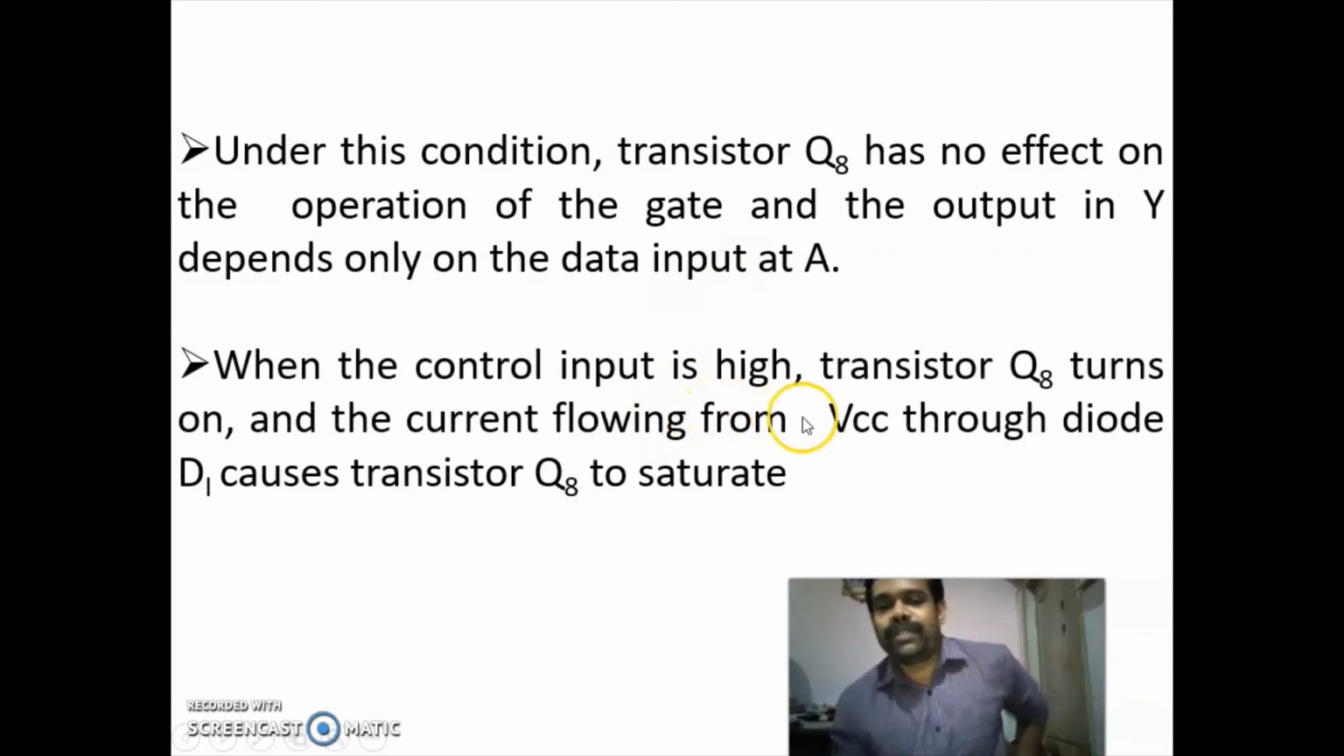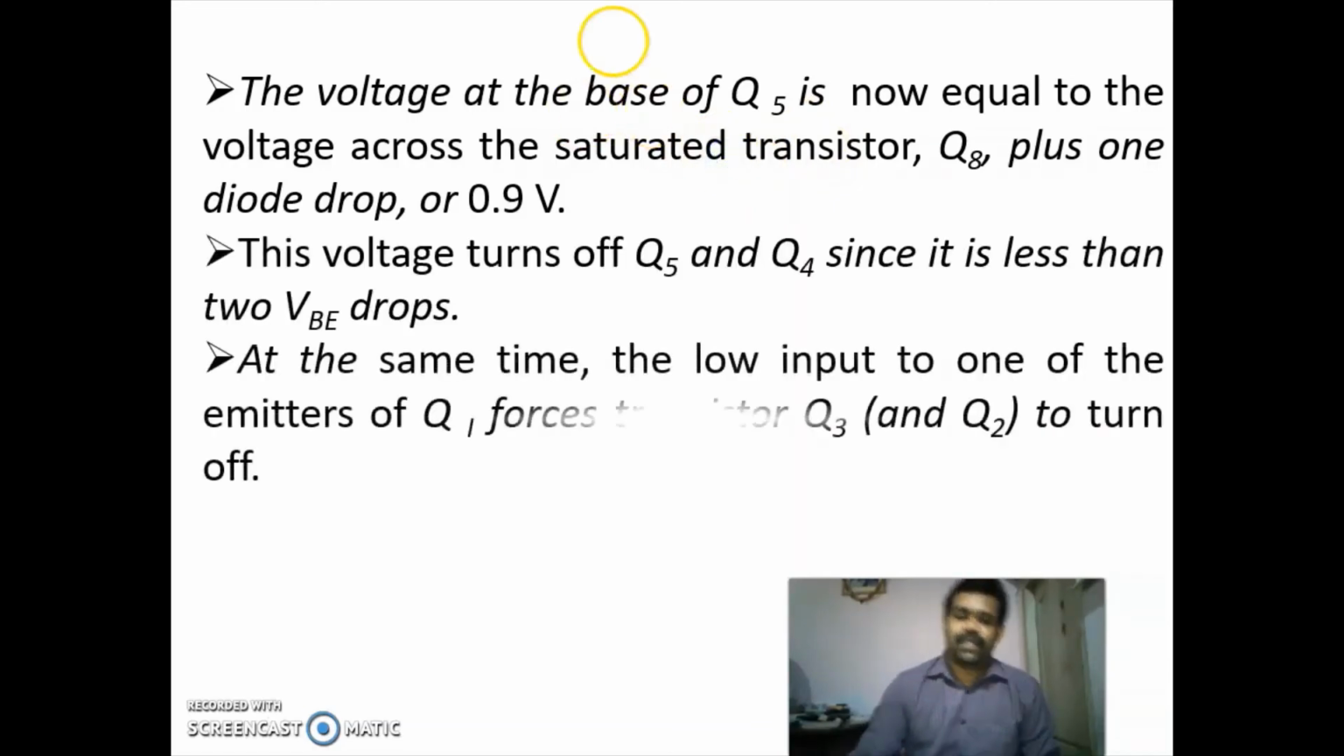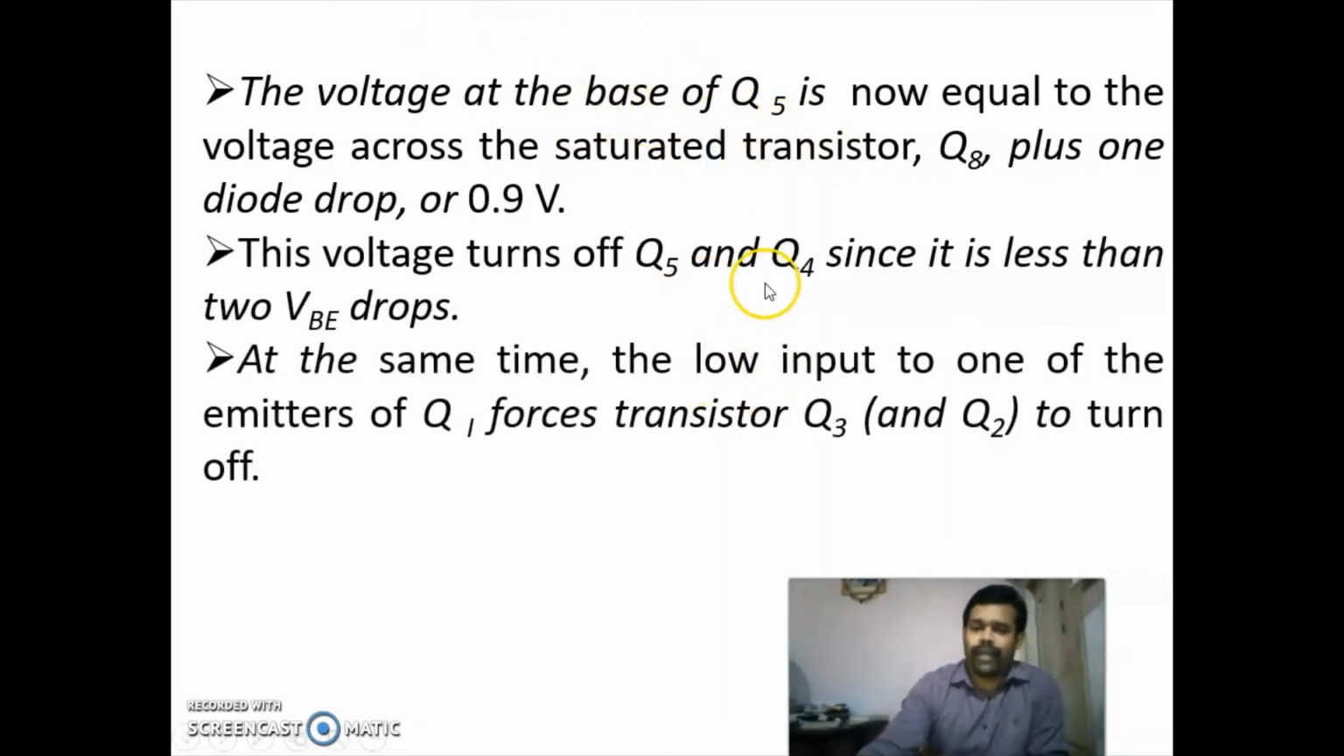When the control input is high, transistor Q8 turns on and the current flowing from VCC through the diode D1 causes the transistor Q8 to saturate. Okay, so when we are giving a control input high, the transistor Q8 will be in saturation. The voltage at the base of Q5 is now equal to the voltage across the saturated transistor Q8 plus 1 diode drop, that is 0.9. So this voltage turns off Q5 and Q4 since it is less than 2 VBE drops.